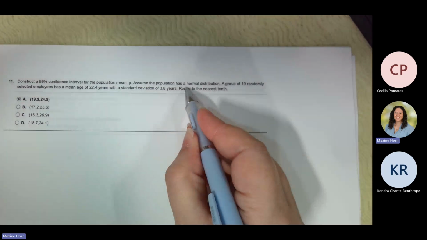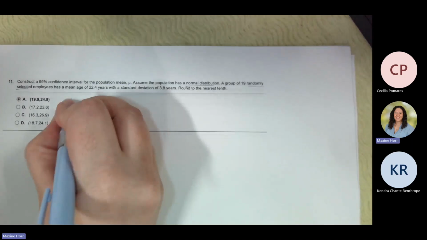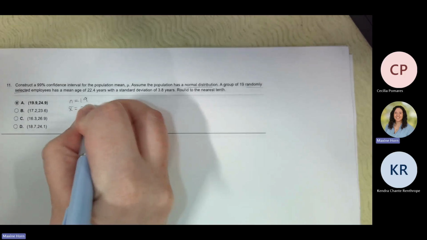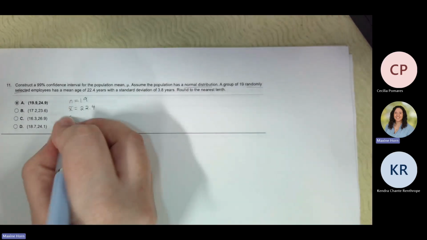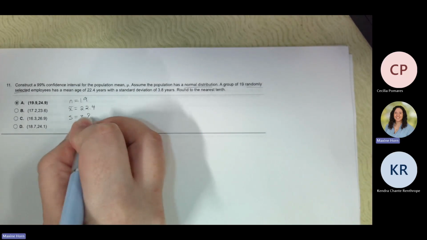Okay. Number 11, construct a 99% confidence interval for the population mean. Assume the population has a normal distribution. A group of 19 randomly selected employees, so n is 19, has a mean age, that sample mean is 22.4, and that sample standard deviation is 3.8, round to the nearest tenth.